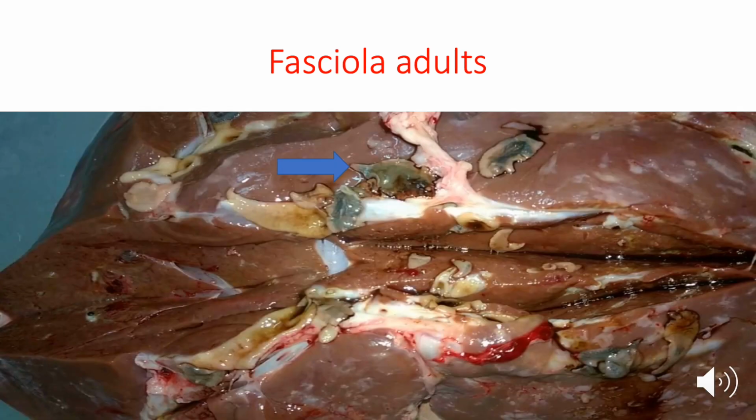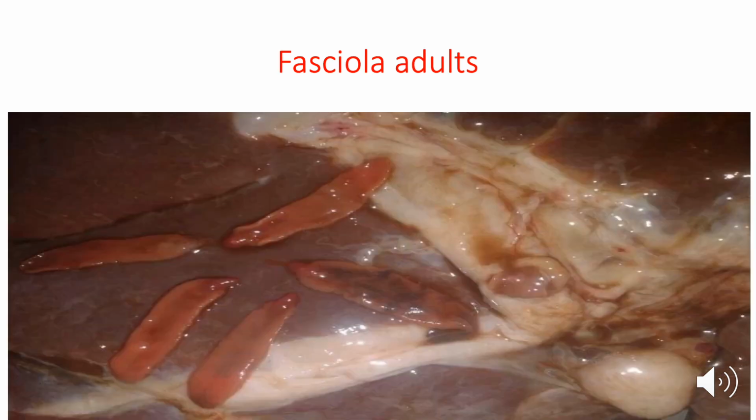This is the liver, and take a look at the worm pointed by the blue arrow. It has a cephalic cone, and that will only confirm to us that Fasciola is indeed a hepatic fluke. This is a picture of a liver with 5 Fasciola worms.